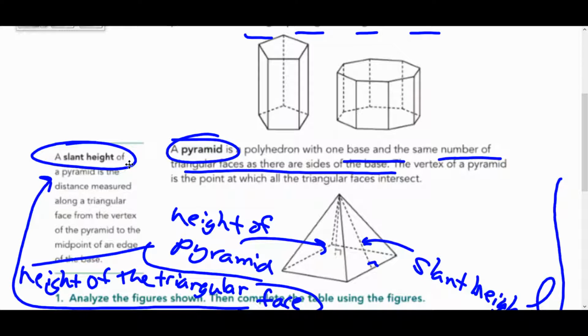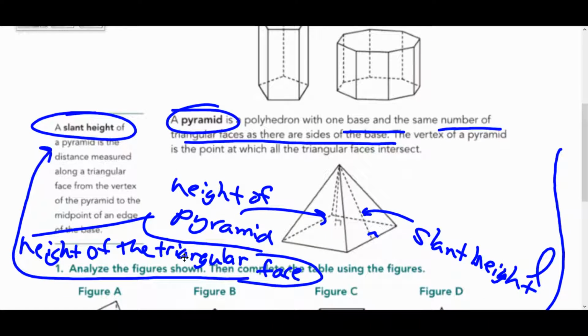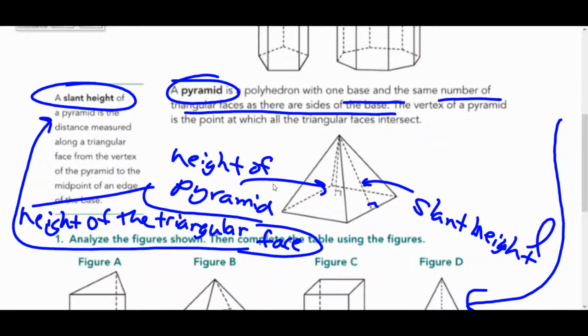Now, slant height is needed in order to find surface area. We might need to know the height of the pyramid, and that is the vertical height, so from the bottom all the way to the top. But that's not going to help us find the surface area of this triangle. So we need what's called the slant height. That's the height of a triangular face. All right, so don't get these two mixed up. The height of the actual pyramid is down here through the middle, top to bottom. Slant height is the height of this outside triangle.